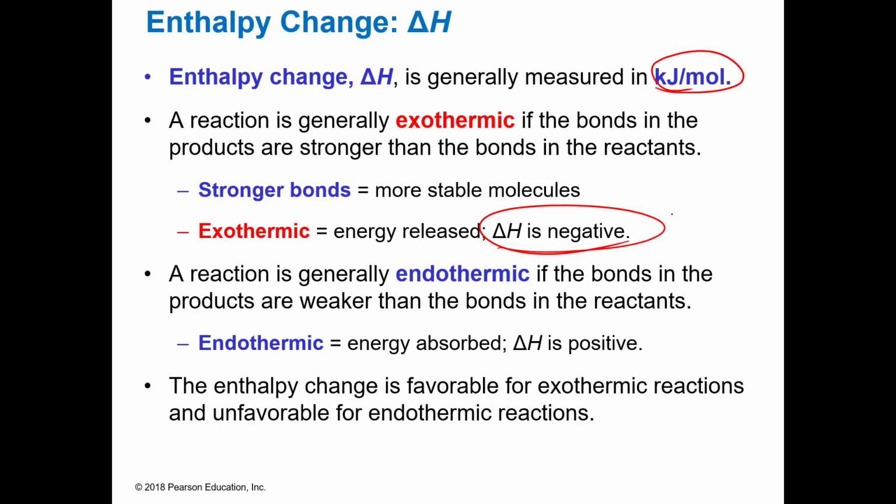It's endothermic if the bonds in the products are weaker. And so with endothermic, you have absorbed energy and you have a delta H that is positive. All this we've already talked about. The enthalpy change is favorable for exothermic reactions, and it's not favorable for endothermic reactions.